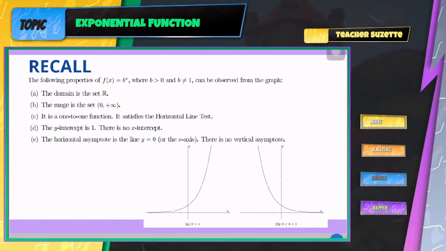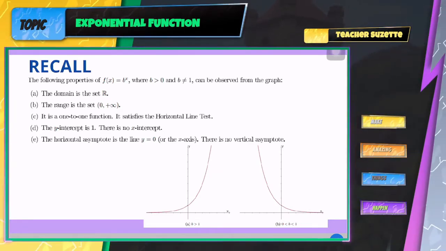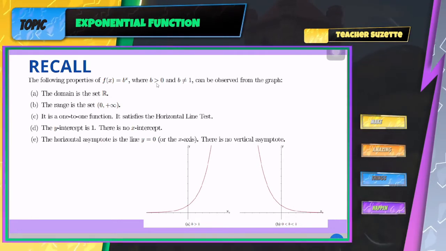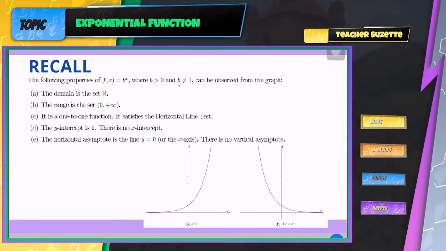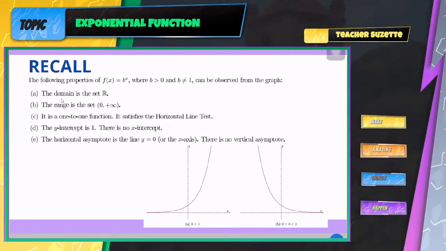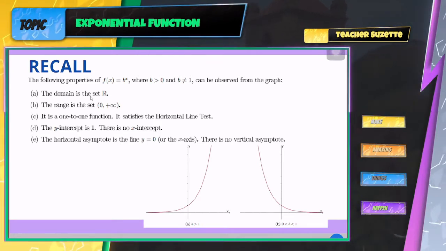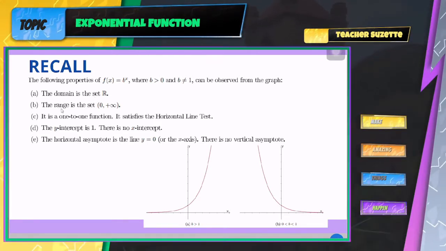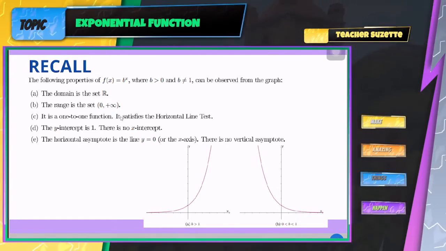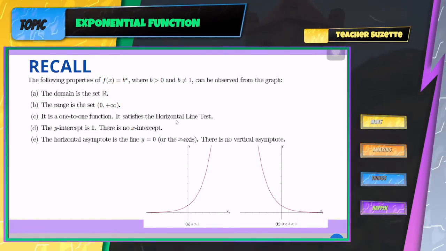But before that, let's first recall some of the lessons from our previous video regarding the properties of f of x is equal to b raised to x, where b is greater than 0 and b is not equal to 1. So we observed now that the domain for this exponential function is the set of real numbers, and for the range, we have the set of 0 to positive infinity. Of course, our exponential function is also a one-to-one function kasi it satisfies our horizontal line test.